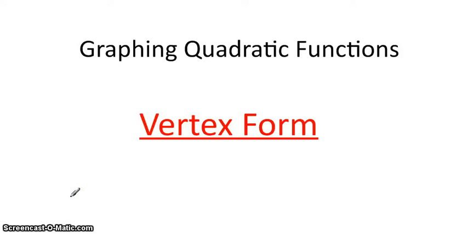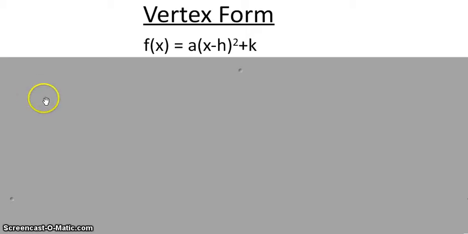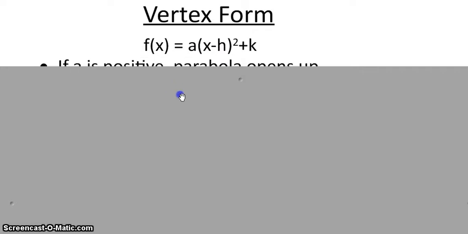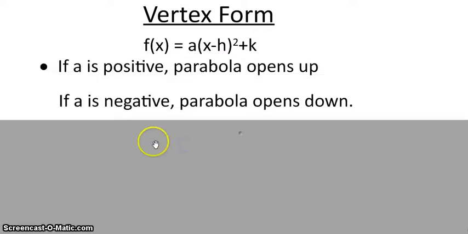Okay, today we're going to look at graphing quadratic functions, and we're going to be graphing them from vertex form. We want to look at some of the properties of vertex form. Alright, this is the equation in vertex form. f(x) = a(x - h)^2 + k. And if you remember from transformations, with a positive a, the graph is going to open up, and with a negative a, the graph will open down.